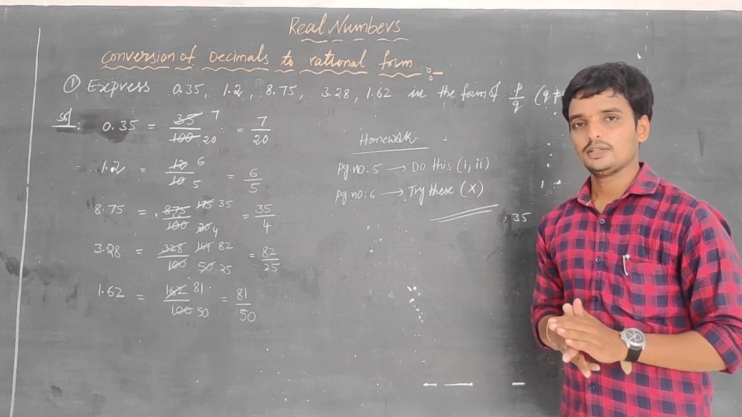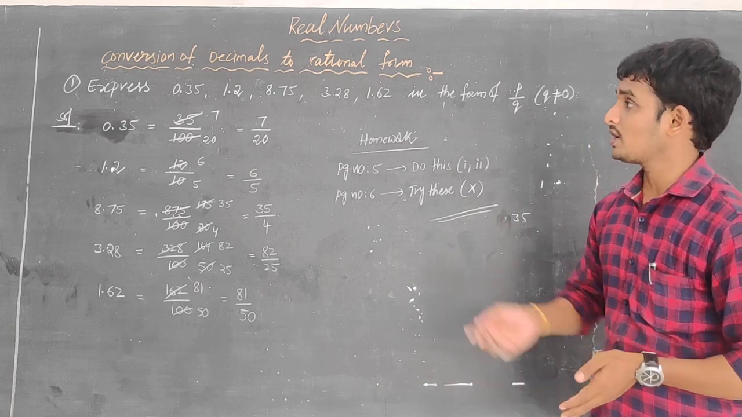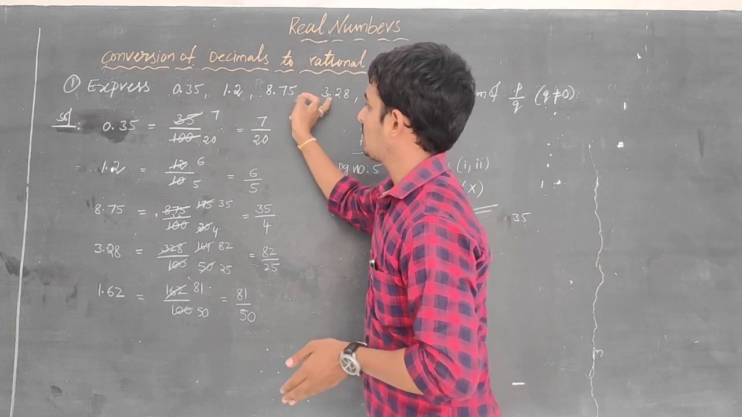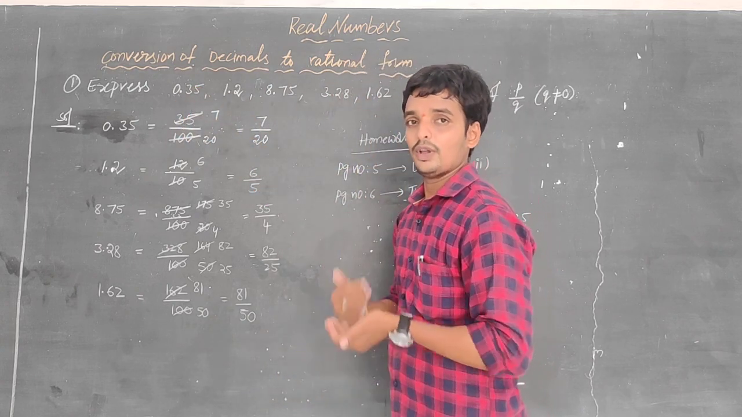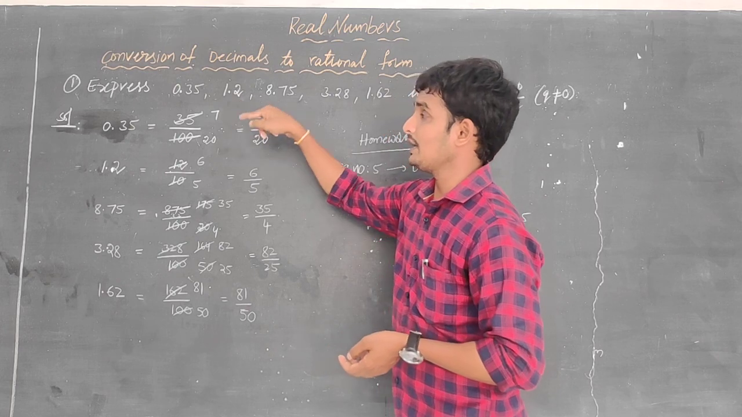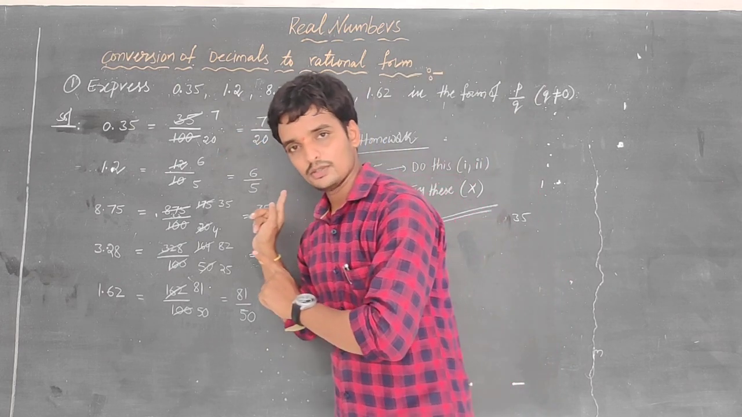Okay, my dear students. Thank you. We will discuss the remaining topics in the next class. We just converted terminating decimals into rational form, and in the next class we have to discuss non-terminating repeating decimals into p by q. Are you okay, my dear students? Okay, thank you.